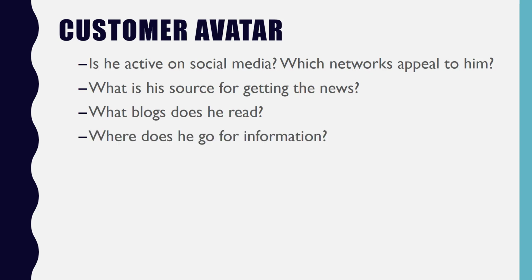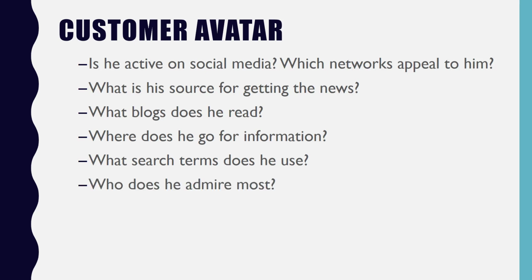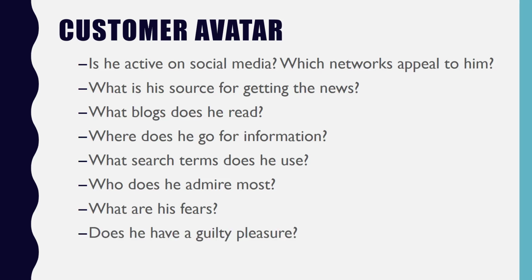Where do they go for their information? Keep that in mind. Think of what search terms they would be using. That's where you can start to use the Google Keyword Planner. You can start to use Google tools as well to identify keywords they're going for. And then think of just these additional points here.